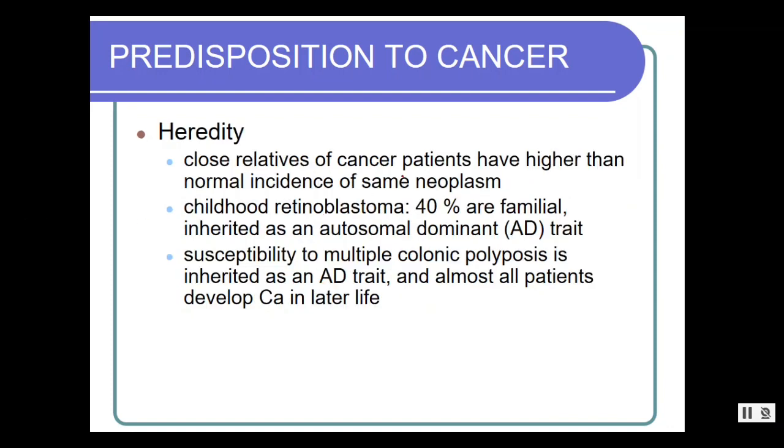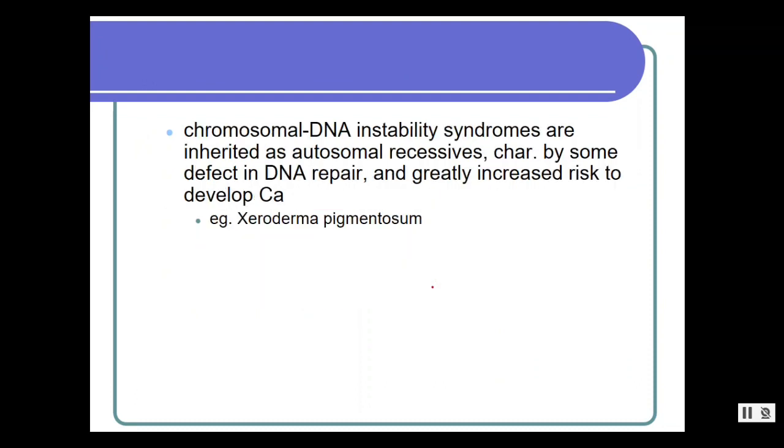Heredity is very important. If one family member, a close relative, has the tumor, most likely the other members of the family may have a similar neoplasm. Like for example, retinoblastoma, cancer of the retina, is known to be autosomal dominant. So it is inherited. You can get it from your parents. And susceptibility to colonic polyposis, the polyps, can lead to colon cancer later in life.